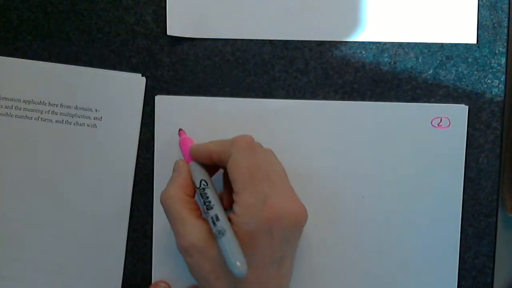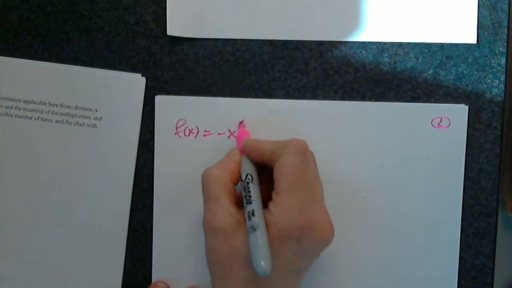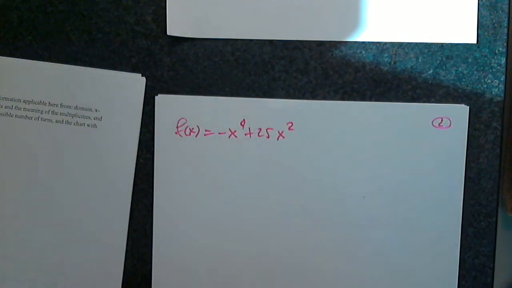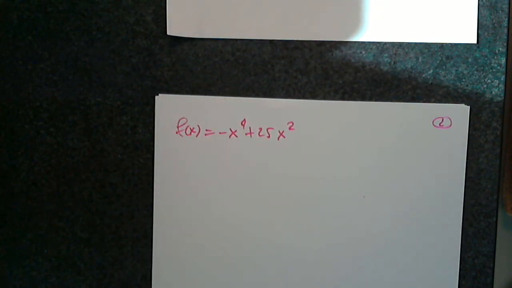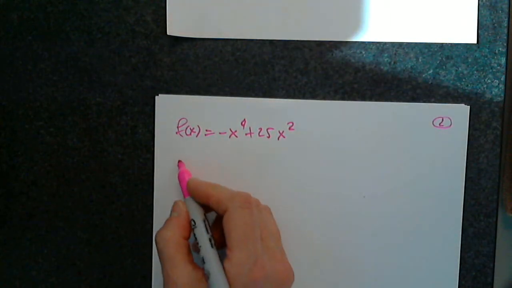And number 3, we have f of x equals negative x to the 4th plus 25 x squared. So if you follow the entire question, if you present everything in the table, then you will have everything. If you go line by line, word by word, you'll see everything is in there. I mentioned everything for you, so you don't forget anything. So let's get the table started.